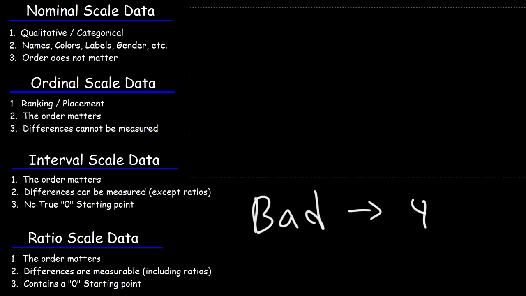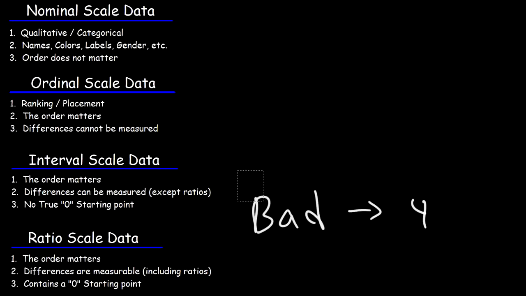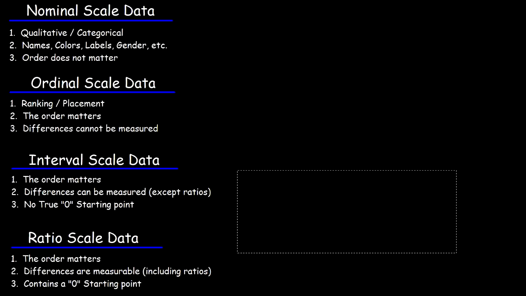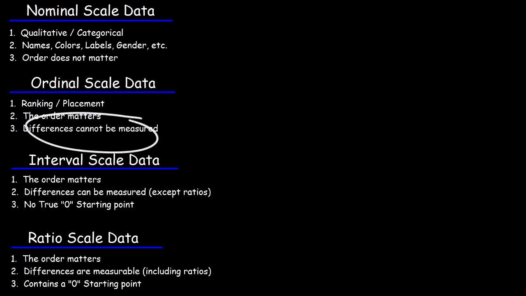Now let's move on to the next form of data. So that is the interval scale data. For this one, the order does matter, and differences can be measured. For the last one, we said that differences cannot be measured. To illustrate this, temperature is a good example.